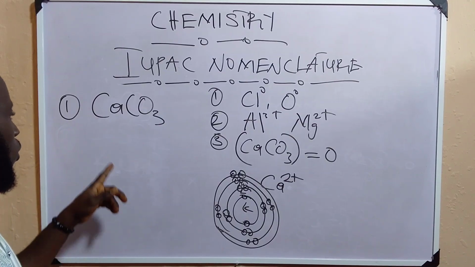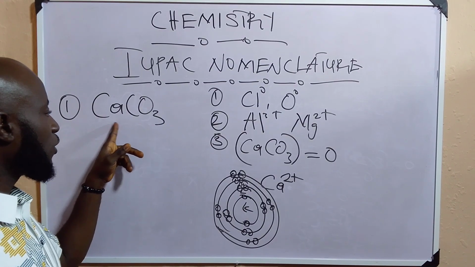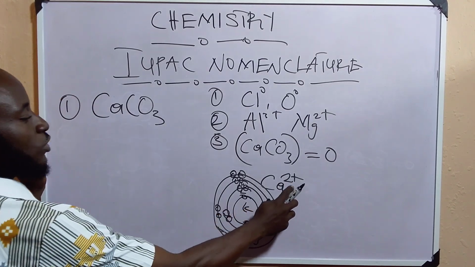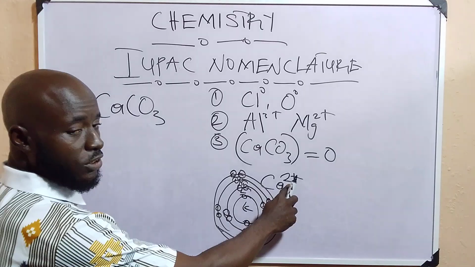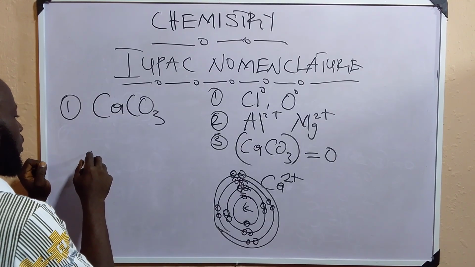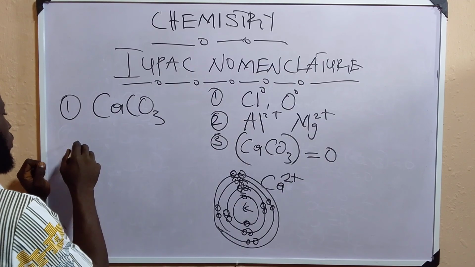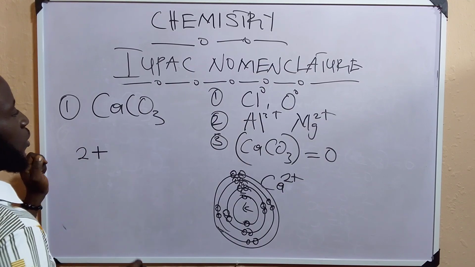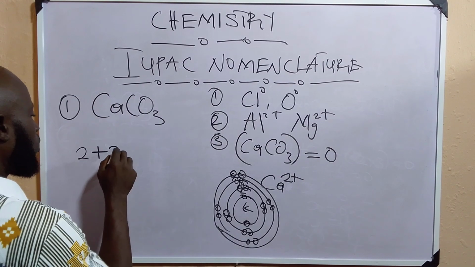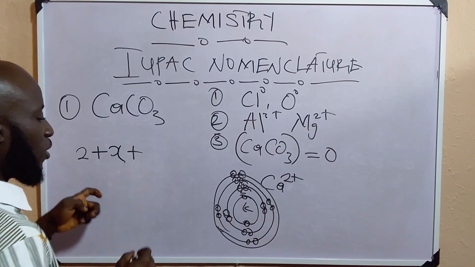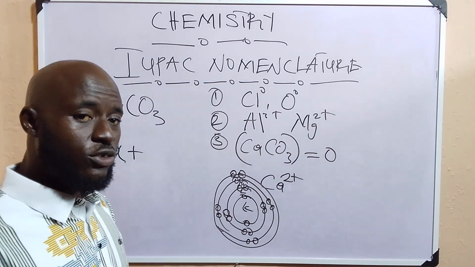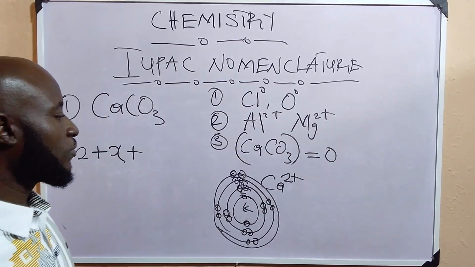So coming back to the IUPAC nomenclature of calcium trioxocarbonate 4, having known that Ca2+, this 2+ is the oxidation number of calcium. So the oxidation number of calcium is 2 plus the oxidation number of carbon. We don't know it. We want to know whether it's carbonate 4 or carbonate 5. We call it x. The oxidation number of calcium is plus 2. The oxidation number of oxygen is minus 2, except in peroxides where it is minus 1.